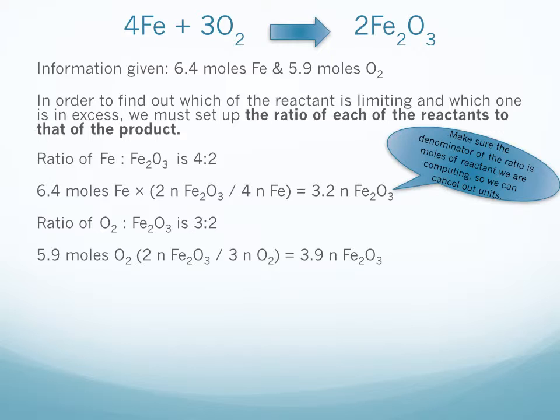moles of iron oxide. So as a result, we see that when the iron is completely used up and fully reacts, it produces 3.2 moles of iron oxide. And when the oxide is fully used up and reacts fully, it produces 3.9 moles of iron oxide.